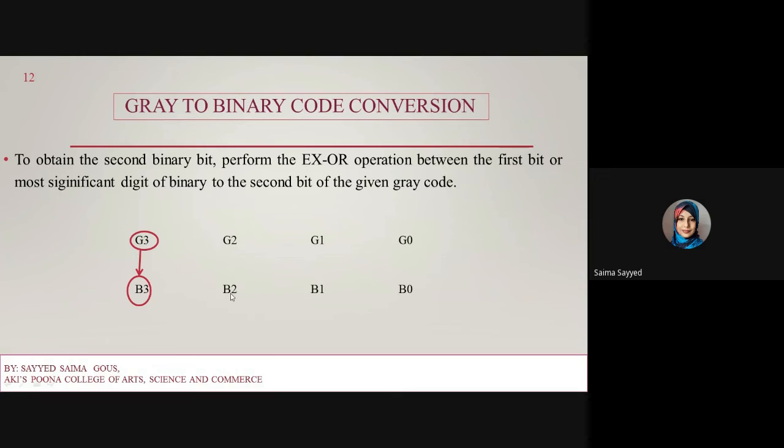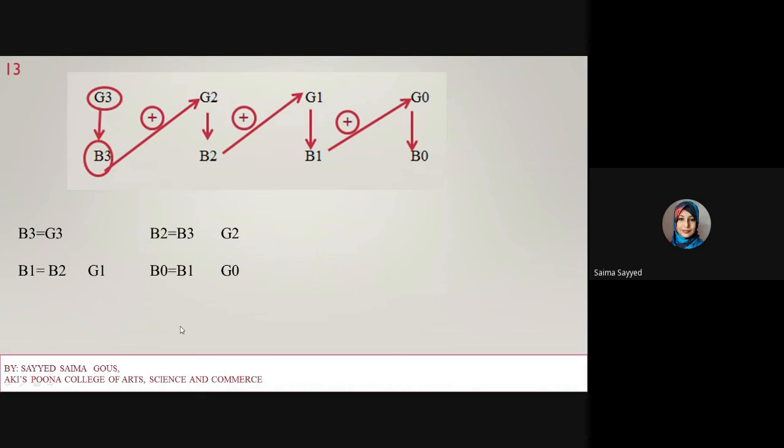To find out B2, we have to perform the XOR operation between the first bit of the binary number and the second bit of the gray code. This is my first bit of the binary number, and this is the gray code. So to find out B2, we have to perform the XOR operation between B3 and G2. Then in a similar manner, to find out B1, we perform the XOR operation between B2 and G1, which will give you B1. Then B1 XOR with G0 will give you B0. So these are the equations.